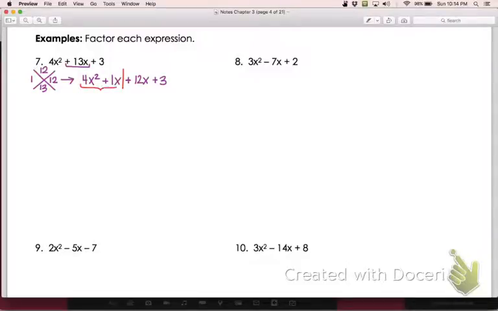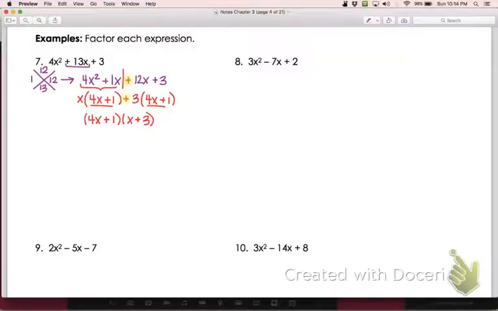The GCF of the first two is just going to be 1x, and when I divide that out, I get 4x plus 1. Plus, remember to bring this sign straight down. Now 3 is the GCF of these two, and I get 4x plus 1. I know I'm on the right track because these factors ended up being the same. So that means our factored form is 4x plus 1 and x plus 3.